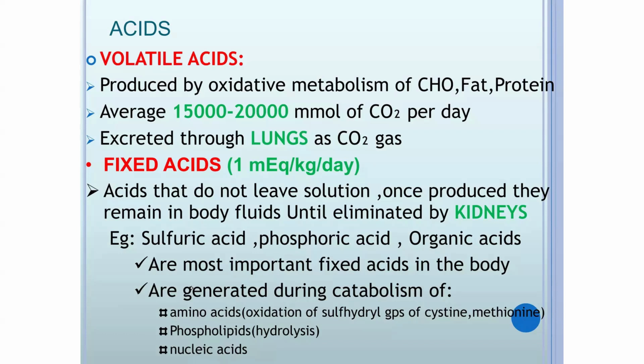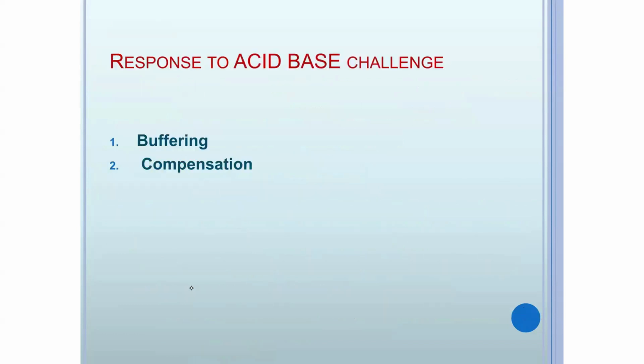So generally, these fixed acids are generated through amino acid metabolism, phospholipid metabolism, and nucleic acid metabolism. As they are released, they are increasing the hydrogen ion concentration of the body fluids. And as a result of that, if they are not eliminated, then the pH of the body will be compromised. So that is why we have a buffer system.